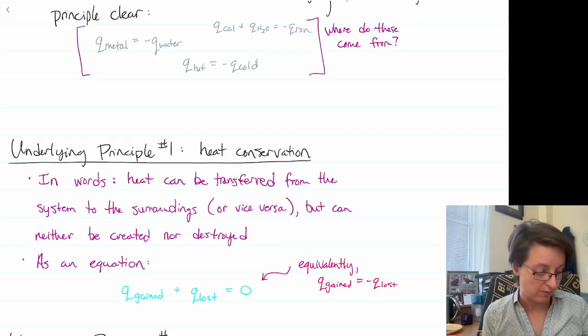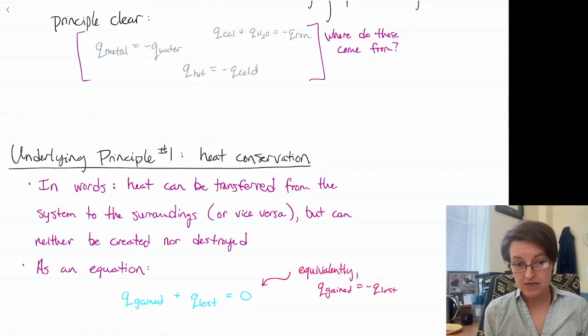The first principle I want to talk through is what's called heat conservation. In words, what we would say is that when it comes to heat, we can transfer heat from the system to the surroundings.